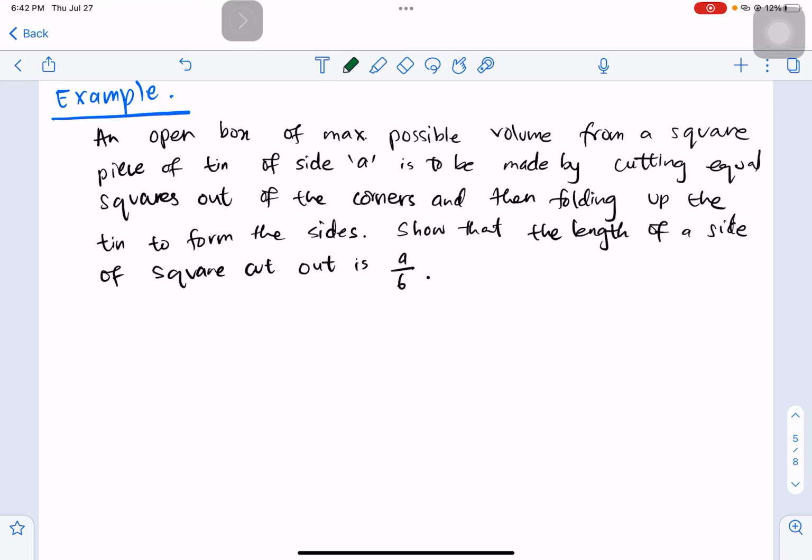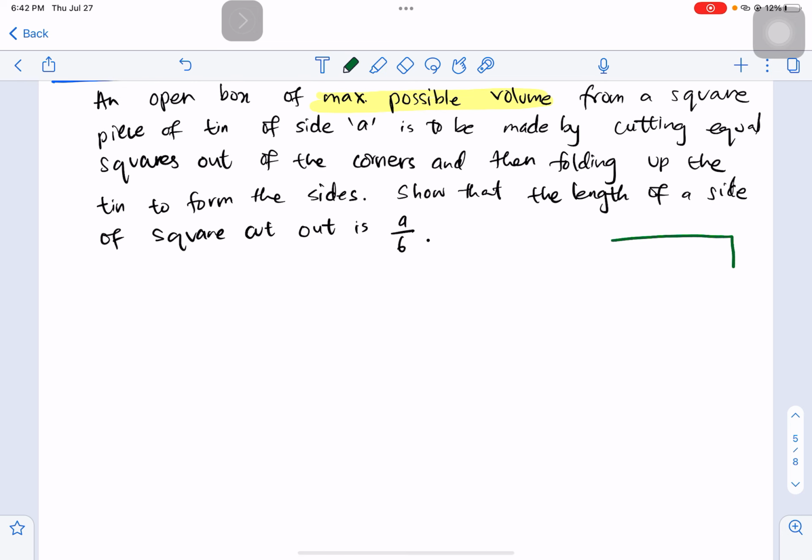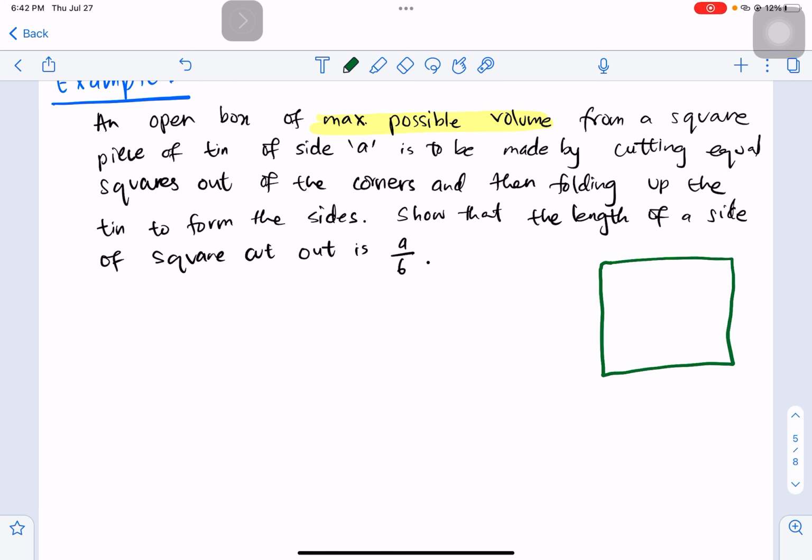An open box of maximum possible volume. So you have here, they're saying maximum possible volume. So the main equation seems to be volume from a square piece of tin. If I draw a sketch, a square piece of tin, right? Square piece of tin of side a.